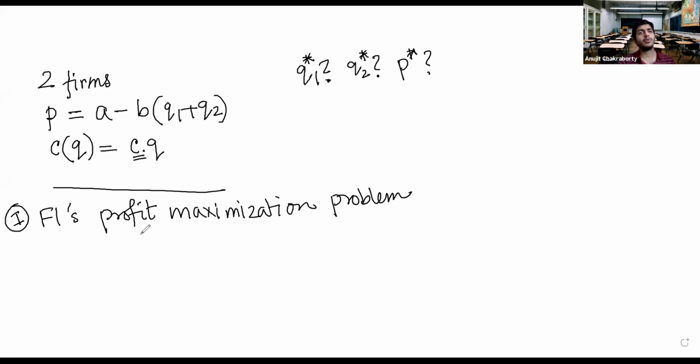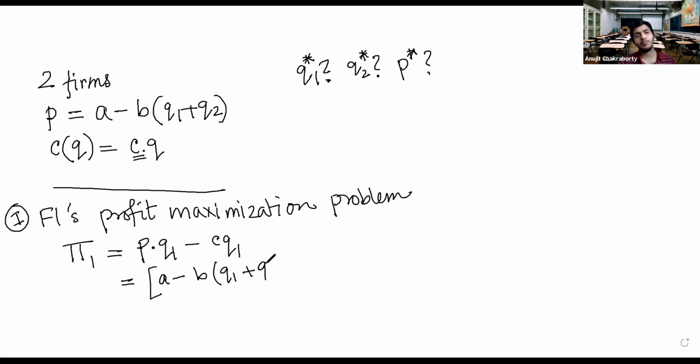So how are we going to do this? We write down firm one's profit. Let's call it pi one, because pi is for profit, and because it's firm one's, we call it pi one. So pi one is going to be, as you would expect, price times the quantity firm one is going to produce minus the cost of production. C is the marginal cost, there is no fixed cost. And we know that the price is nothing but A minus B times (Q1 plus Q2). And then there is a Q1 multiplied with this whole thing here. And then there is a minus CQ1.